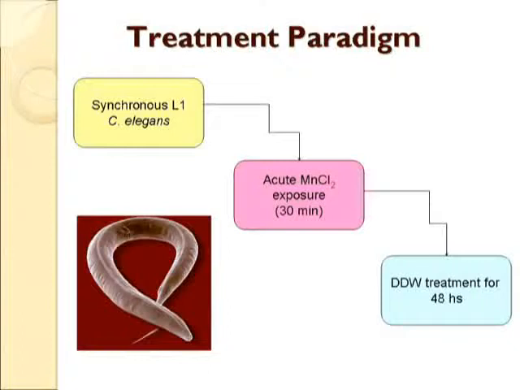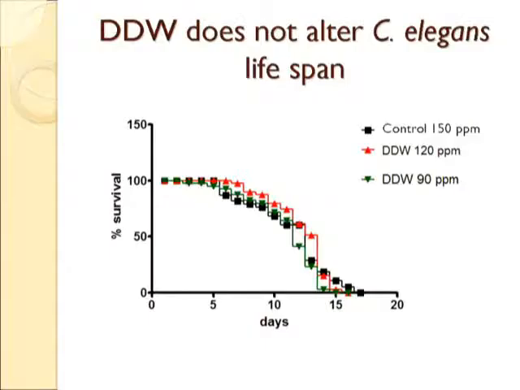With 2 different doses. So we use 120 ppm and 90 ppm. So some results that we obtained so far. First of all, we did just a regular lifespan using DDW without manganese treatment, and we didn't observe any increase in longevity when we treat these worms only with DDW. So as you can appreciate here, these are the concentrations that we use. So just the regular water, 150 ppm, then 120 and 90 ppm.